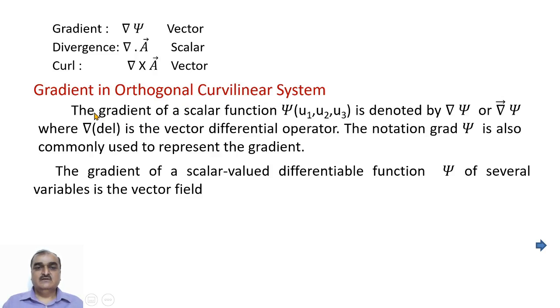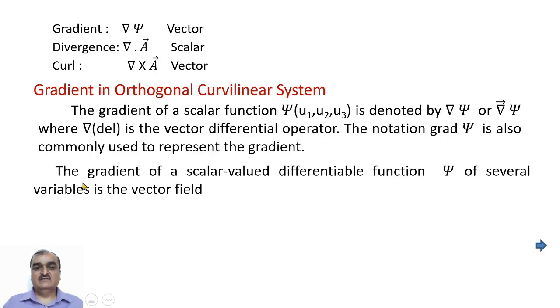What is gradient? The gradient of a scalar function psi. Here psi is a scalar function of the general coordinates u1, u2, u3. Then it is denoted by del psi. This del is a vector differential operator and psi is a scalar function, and this del psi is a gradient, or it may be denoted by del bar psi, where del is a vector differential operator. The notation grad psi is also used to represent gradient.